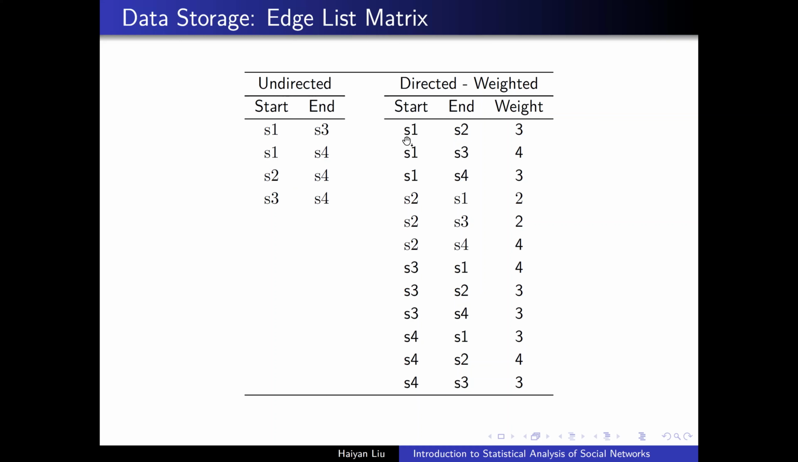Now, if we are also interested in the weight of a relationship, we could add a third column, which describes the magnitude of the relationship. So in an edge list matrix, basically we include all the dyads with relations. The start node is one column, and the ending node is the other column.